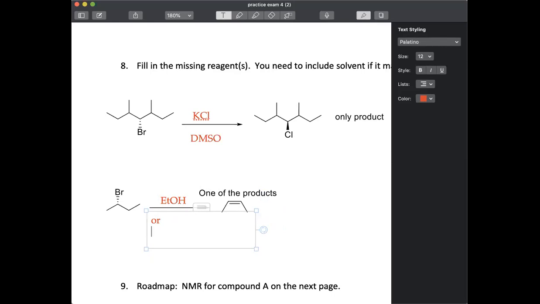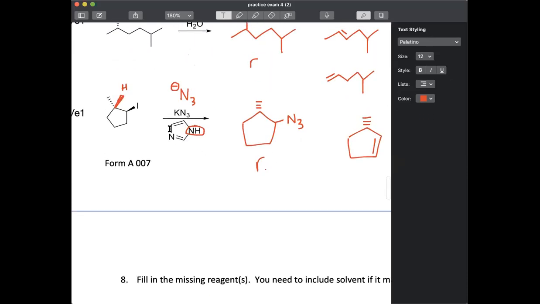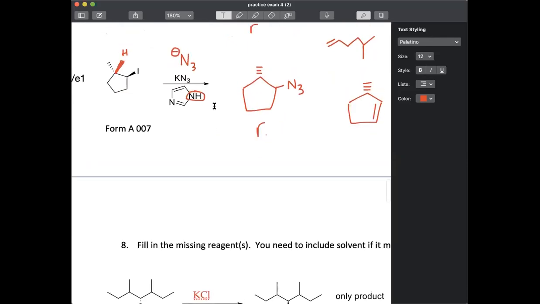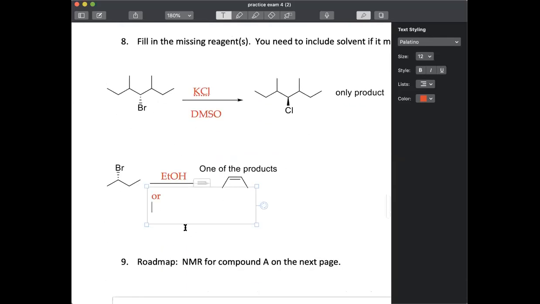That last ring with the nitrogens and the hydrogen. In the previous question, the one that we kept messing up, I forget what it's called. Oh, this. Yeah, you could have done this, right? So basically, anything that gives you SN1 and E1. You could have also done something that gives you SN2 and E2.